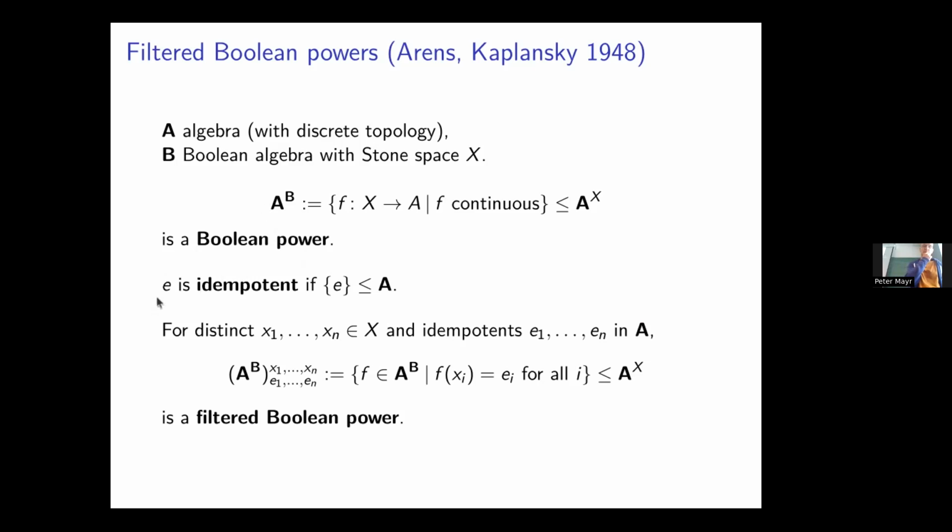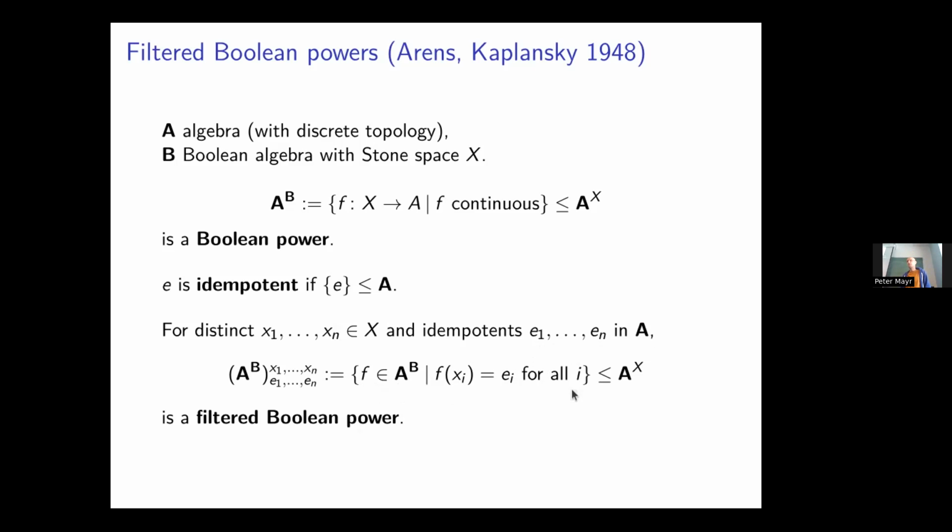And now for the filtered Boolean powers, I'm going to borrow some notions from semigroup theory. I'm going to say an element e in an algebra is idempotent if and only if it generates a trivial subalgebra. Now, if I pick some points x1 up to xn in my Stone space and idempotents e1 to en in my algebra A, then I can look at all the continuous functions from X to A that map xi to ei for all i.